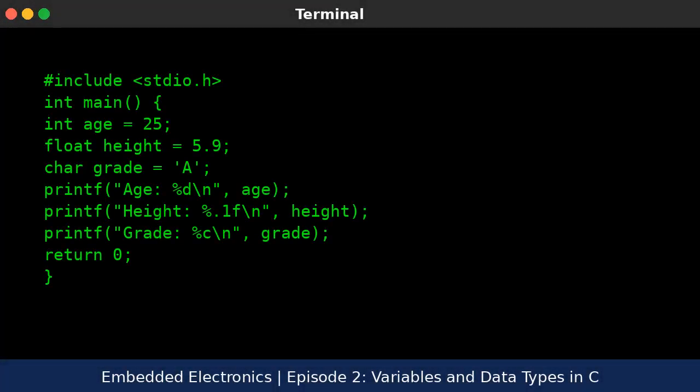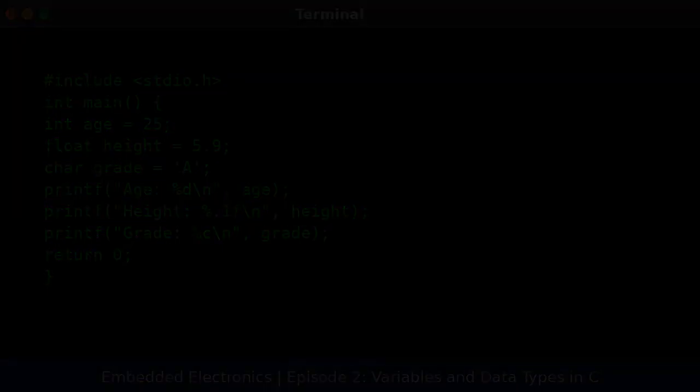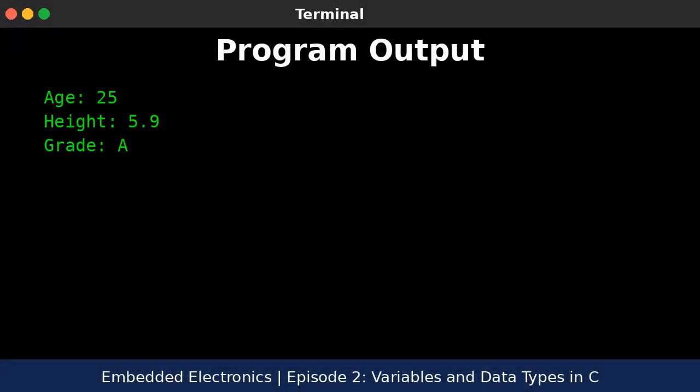In this example, three variables of types int, float, and char are declared and printed using printf. The output of example 1, declaring and printing variables, is as follows: age 25, height 5.9, grade A.